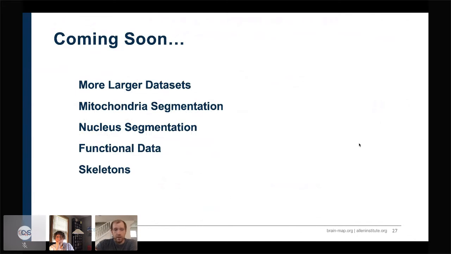In the future, we're hoping to add to this website more larger data sets like the ones that Nuno mentioned: mitochondrial segmentations, nucleus segmentations, the functional data, so you can analyze the connectivity in the context of the functional response of the cells, as well as skeleton representations of neurons that are maybe simpler for some to work with.